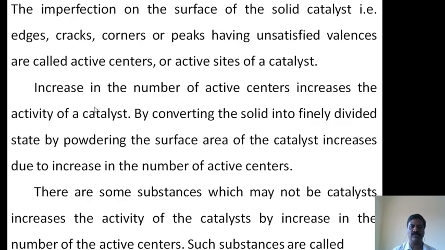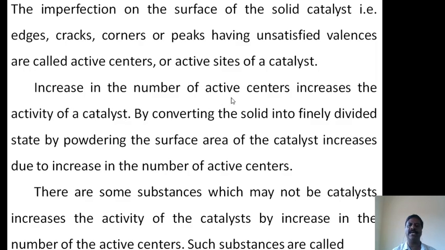They may ask in the examination, what is meant by active centers? It means the edges, cracks, corners or peaks having unsatisfied valences on the surface of the catalyst. These active centers have the ability to adsorb gas molecules or liquid molecules on the surface, and adsorption takes place.